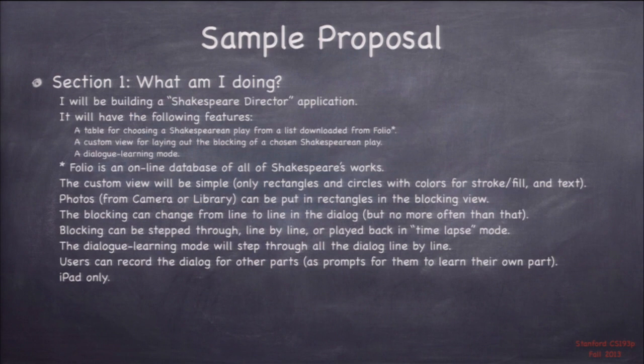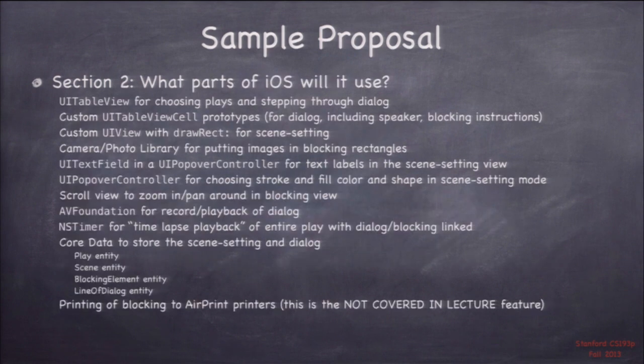as opposed to how you're going to do it. Section 2 is what parts of iOS you are going to use to implement it. It's going to have a table view with custom cells, it's going to use the camera, it's going to have text fields within popovers, it's going to use AV Foundation, NSTimer, and Core Data, and here are going to be my entities. It's going to print out the blocking to a printer, which is something we don't cover in class.